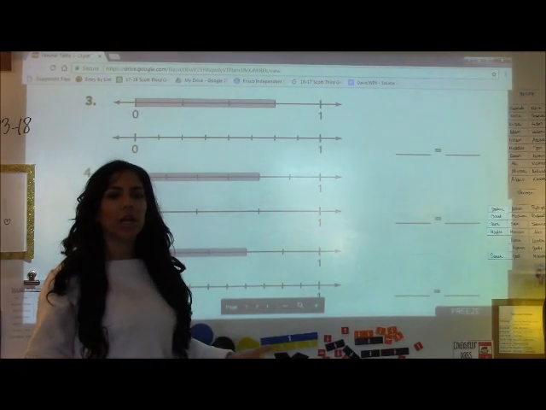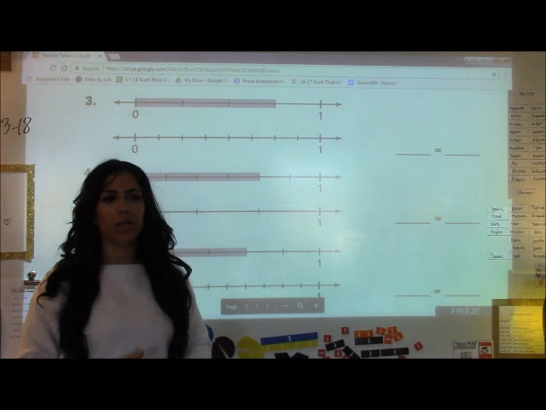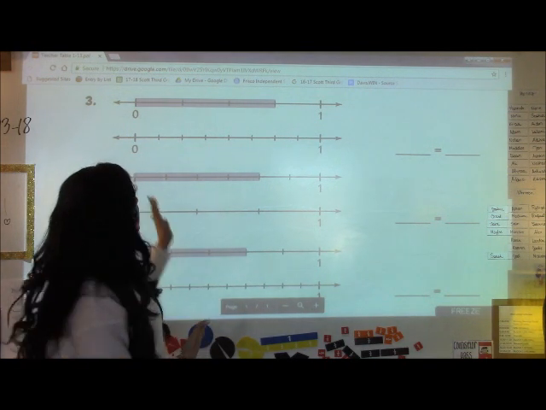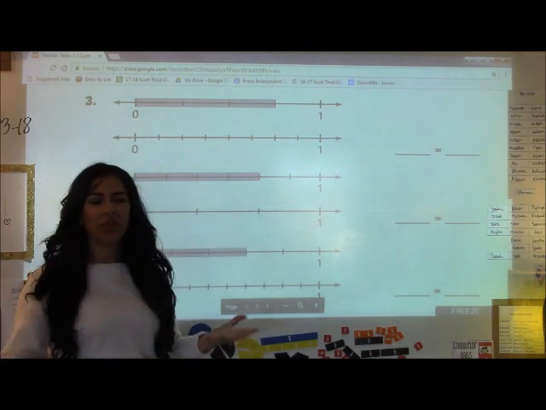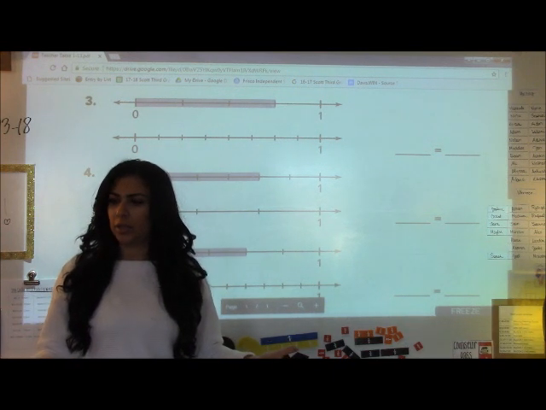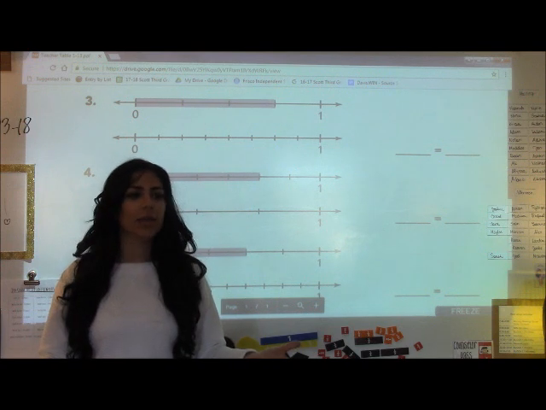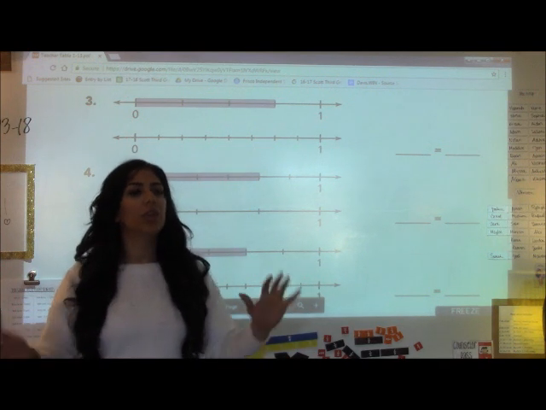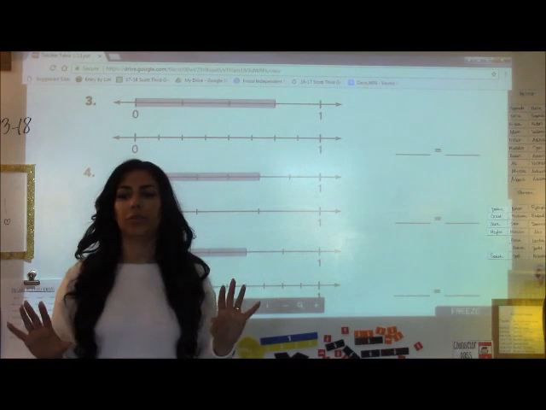Okay, so now that we know how to identify a point on a number line, let's talk about how to find equivalent fractions. What's an equivalent fraction? What does equivalent mean? Alana. Equivalent means equal. Yes, another word for equivalent is equal. So they are the same value, right?